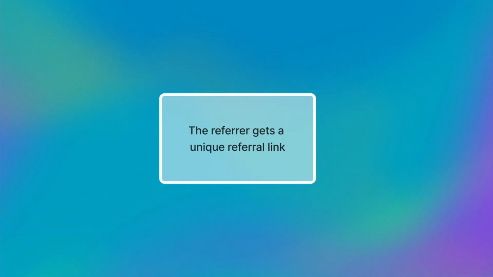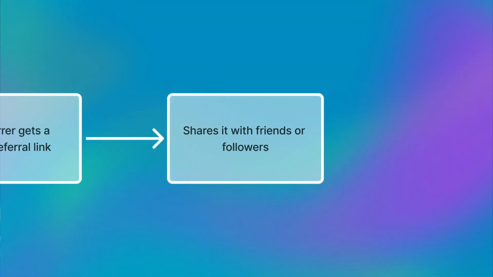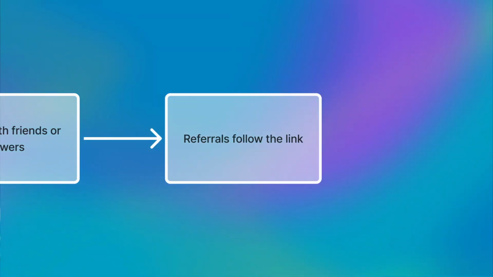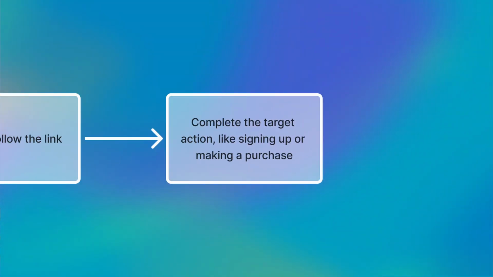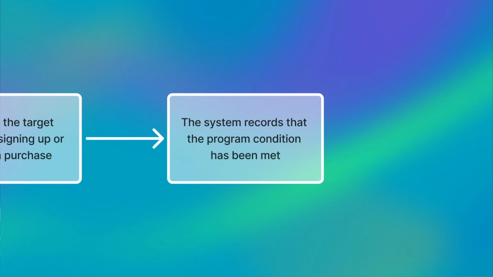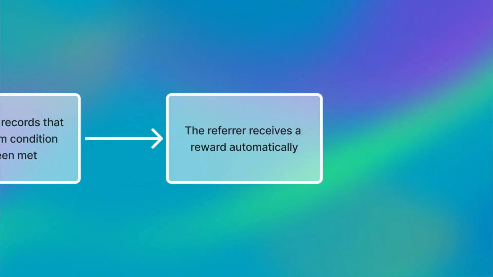A user, called the referrer, receives a unique referral link or code and shares it with referrals, like friends, colleagues, and followers. When they follow this link and complete a target action, like buying something or signing up on your website, the referrer automatically receives a reward based on the program's terms and conditions.